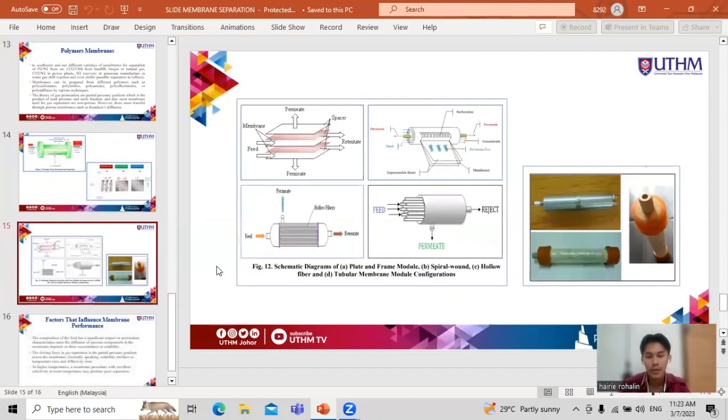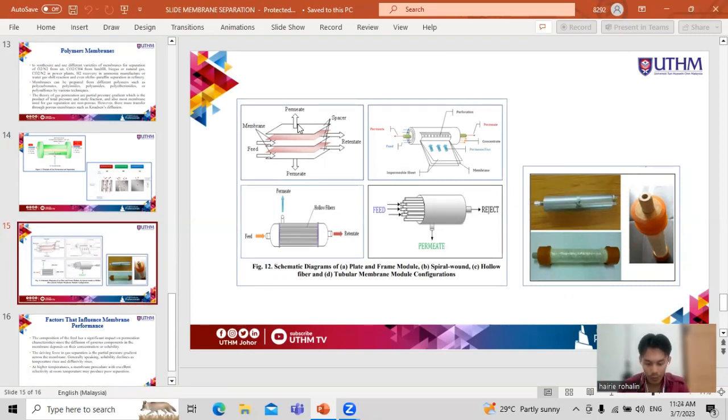Here is the schematic diagram for the module of the polymer membrane. As you can see, the first schematic is a plate and frame module, which is one of the earliest types of membrane assembly. They are the closest to common laboratory setups. The membranes, feed spacer, and product spacers are layered together like in a sandwich between two plates.